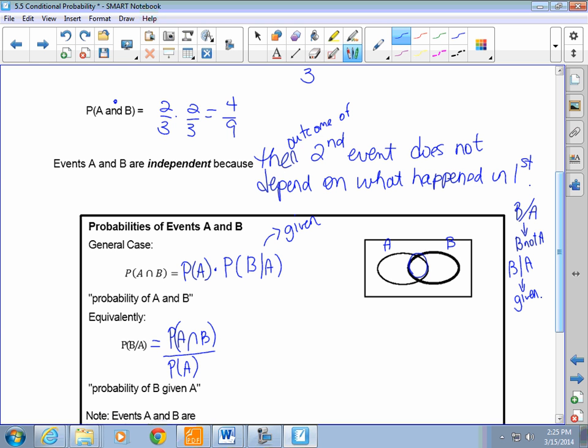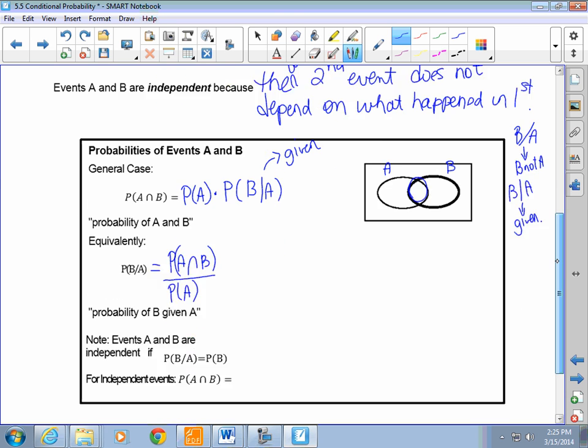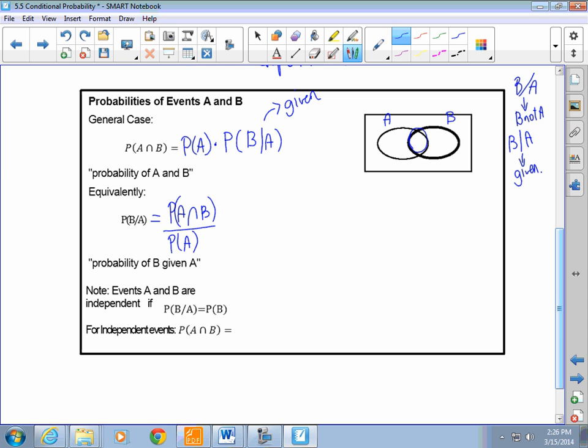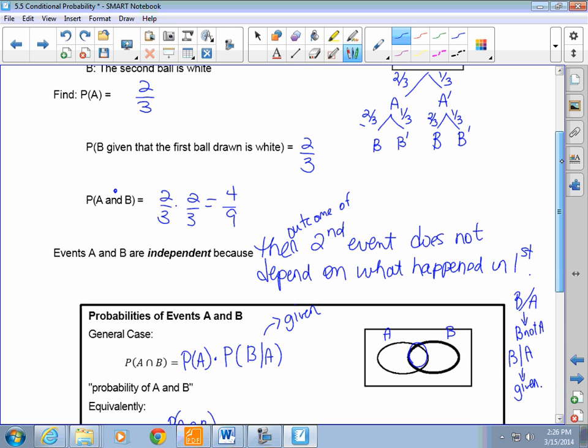So it says, note, events A and B are independent. So that kind of went wonky on there. Events A and B are independent if the probability of B given A is equal to just the probability of B happening. So we know that they are independent events, meaning that what happened in the first doesn't matter, because the second one isn't affected by it, so it's just the probability of B. That's that with replacement one.